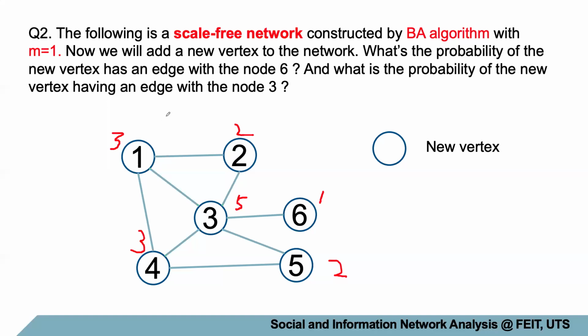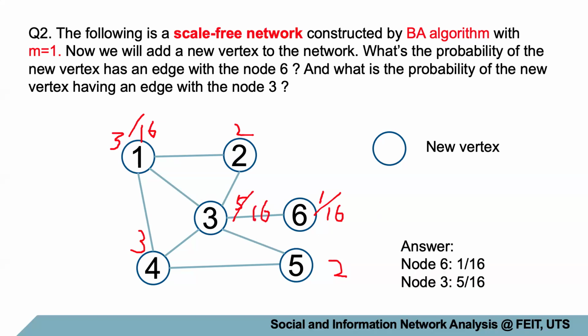So the chance of selecting vertex 1 is 3 over the total of these degrees. Sum them together: 3 plus 2 plus 5 plus 3 plus 1 plus 2, that's 16. Oh, we're asking about node 6. So the probability of choosing 6 will be 2 over 16. And for vertex 3, that will be 5 over 16. That's the probability.